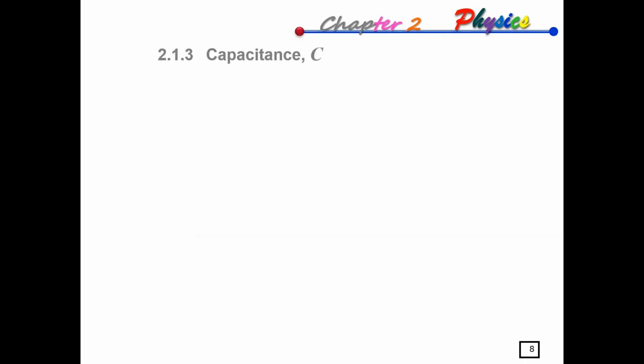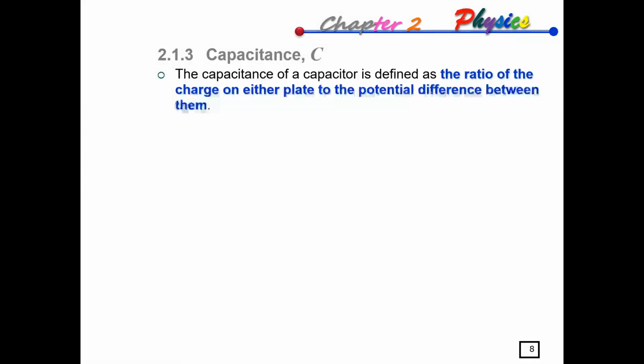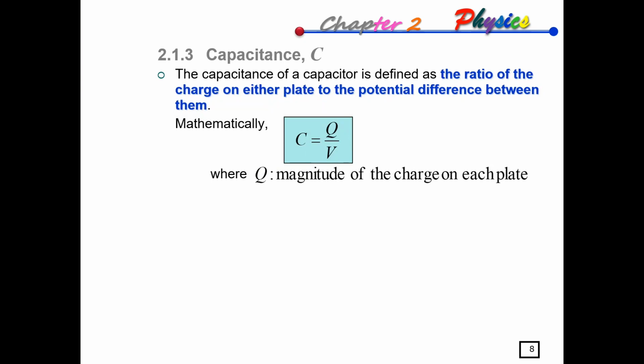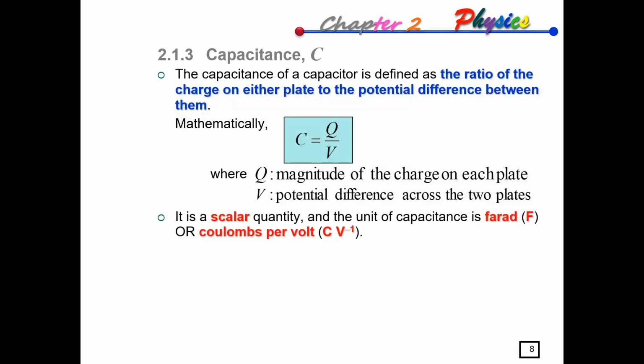Okay, let's go deeper into what is meant by capacitance. Capacitance C is defined as the ratio of the charge on either plate to the potential difference between them. Mathematically, C is equal to Q over V, where Q is the magnitude of the charge on each plate and V is the potential difference across the two plates. Capacitance is a scalar quantity. The unit of capacitance is farad or coulombs per volt.